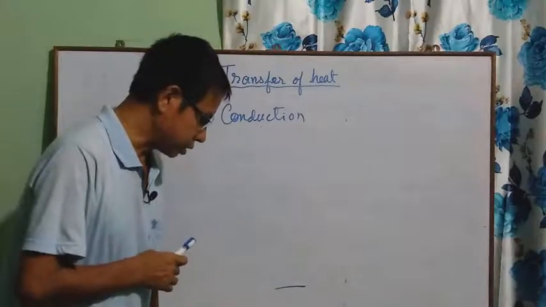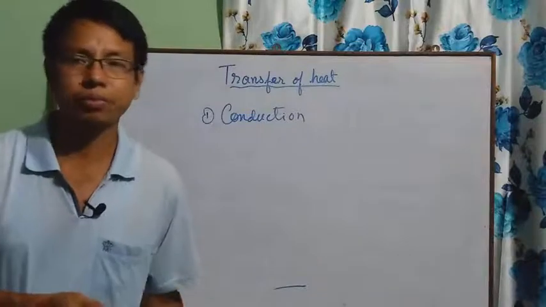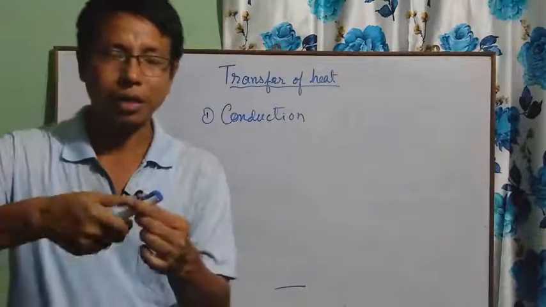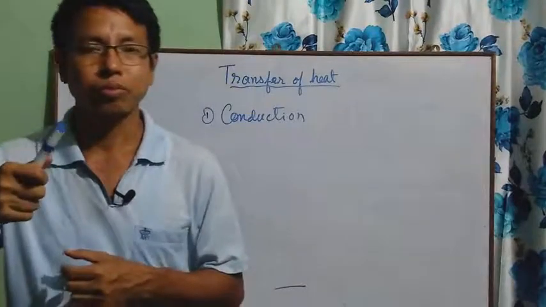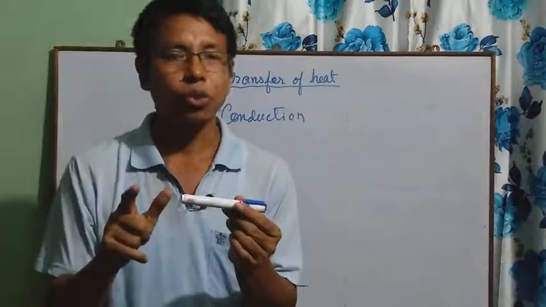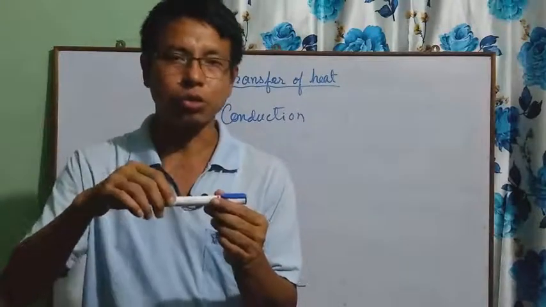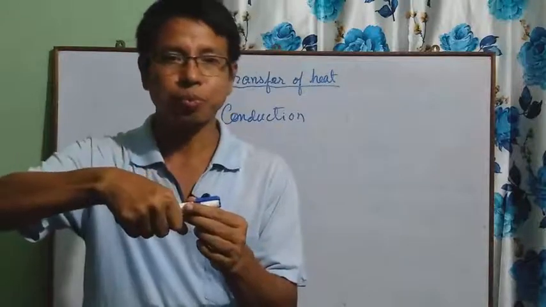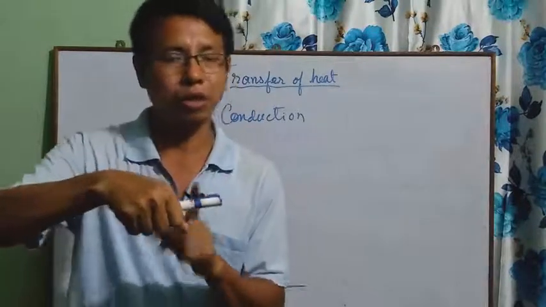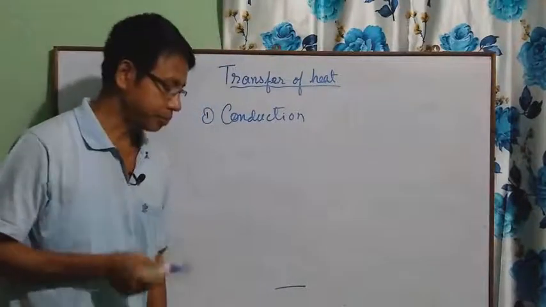So here the examples are given, like insulating handles. Insulating handles means, in that pressure cooker itself, the handle is made up of plastic. But imagine when that plastic is not there, we cannot directly touch the metal. So plastic is used so that we can touch it, because heat cannot be transferred through plastic. The plastic is a poor conductor of heat, and we are using it there.